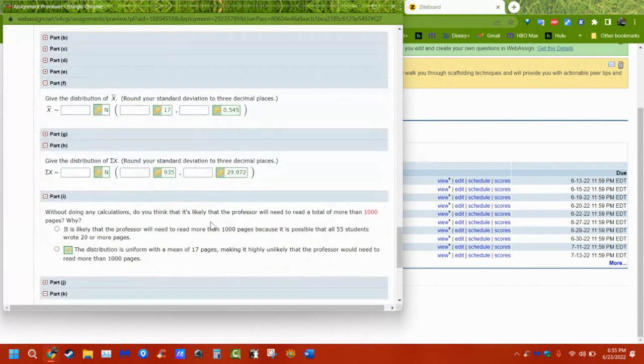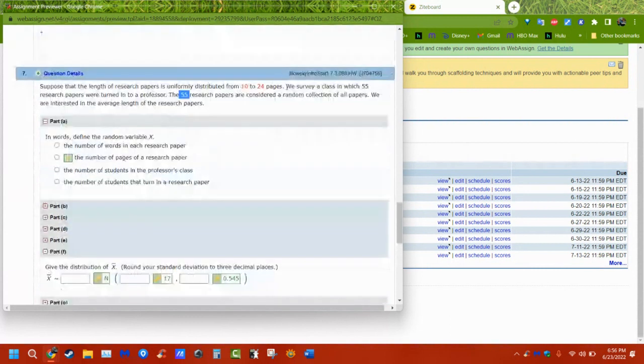Okay. And then how do you get this mean, please? How did I get this mean here, the 17? Yep, this X bar value. To get the X bar, we found the average, which is we take these two numbers and add them and divide by two.